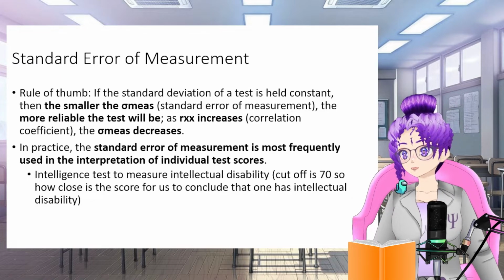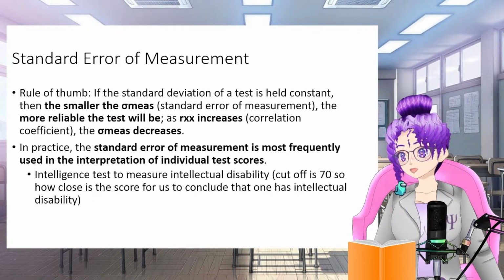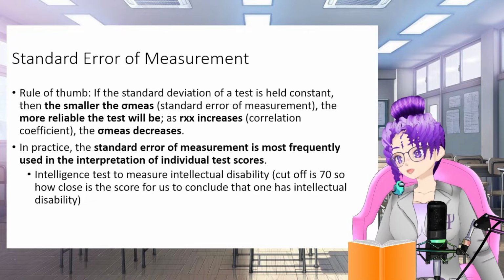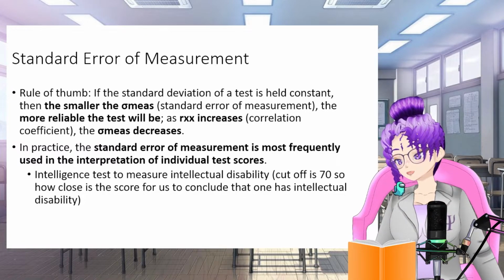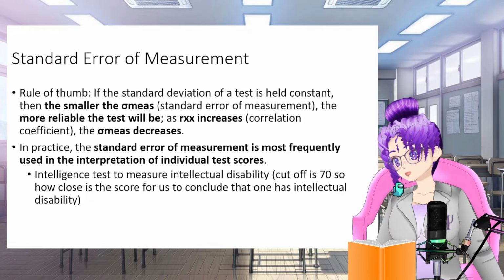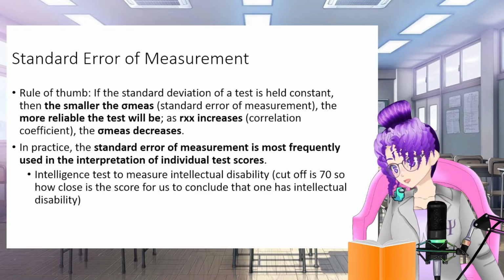So, as a rule of thumb, if the standard deviation of a test is held constant, then the smaller the sigma SEM, or the standard error of measurement, the more reliable the test will be. As the rxx, or the correlation coefficient, increases, the standard error of measurement decreases.